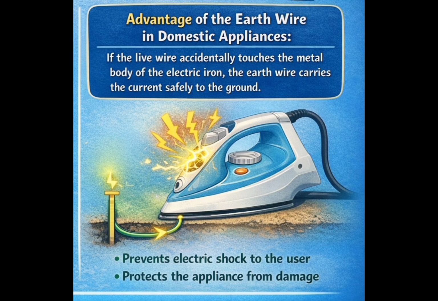Now let us understand its advantages using domestic appliances like the electric iron. If the live wire accidentally touches the metal body of the electric iron, the earth wire immediately carries the current safely into the ground. This prevents electric shock to the user and also protects the appliance from damage. That's why the earth wire is essential for our safety.